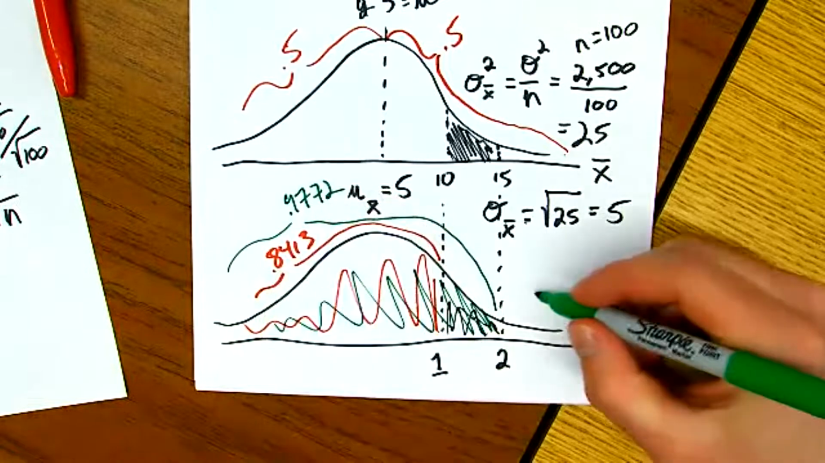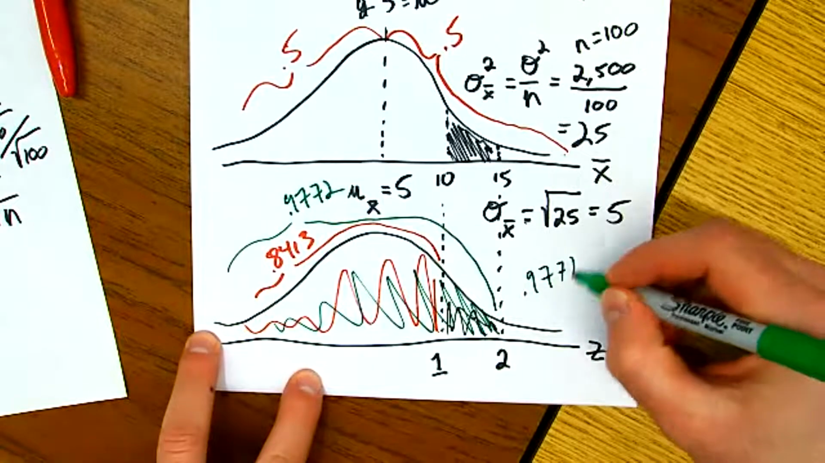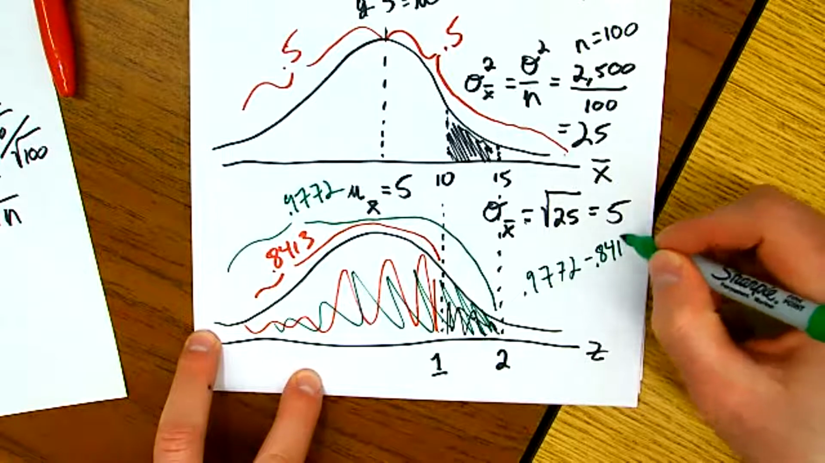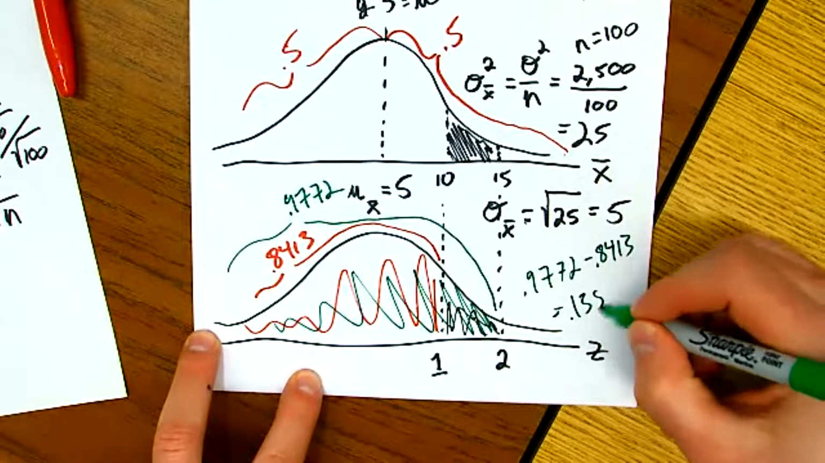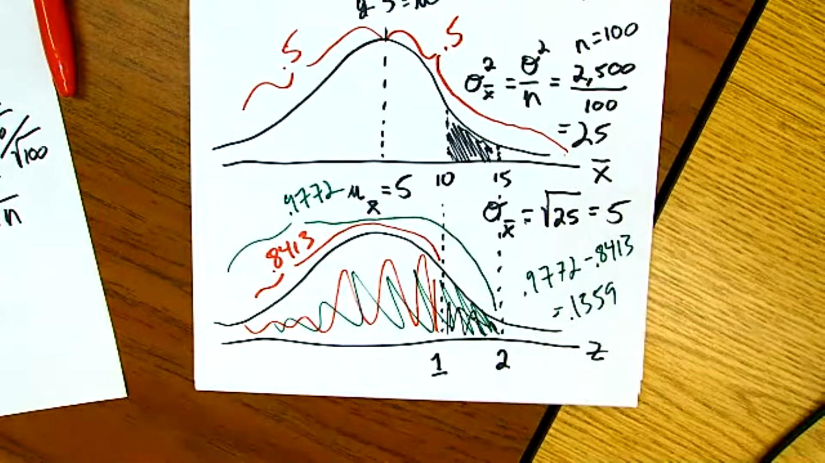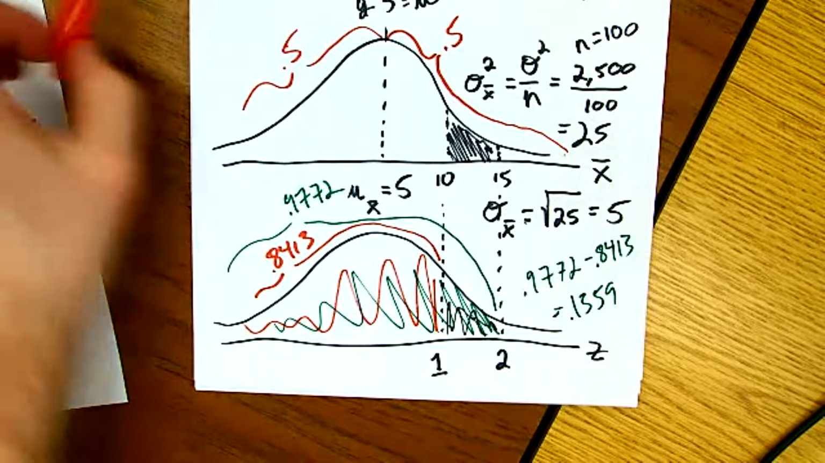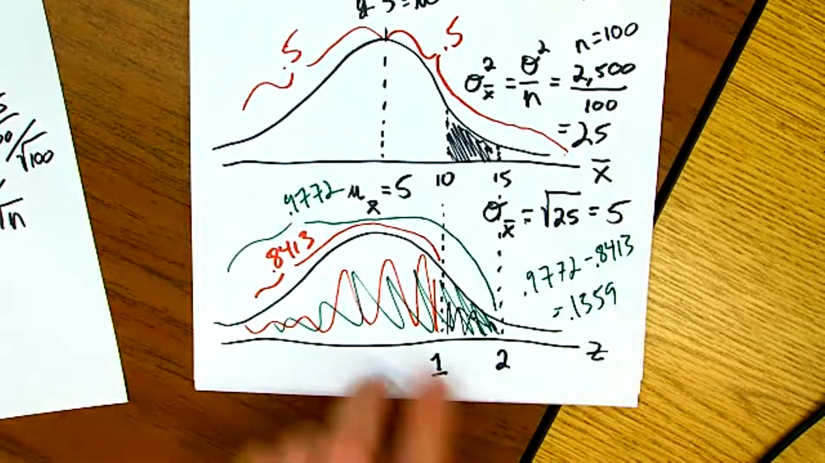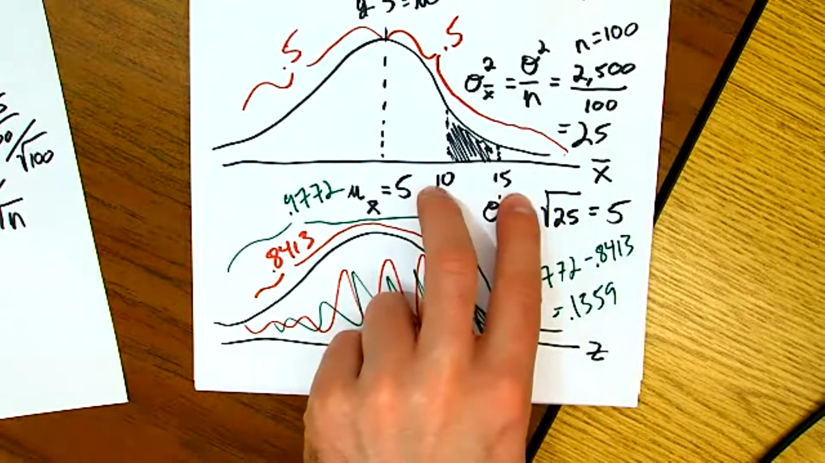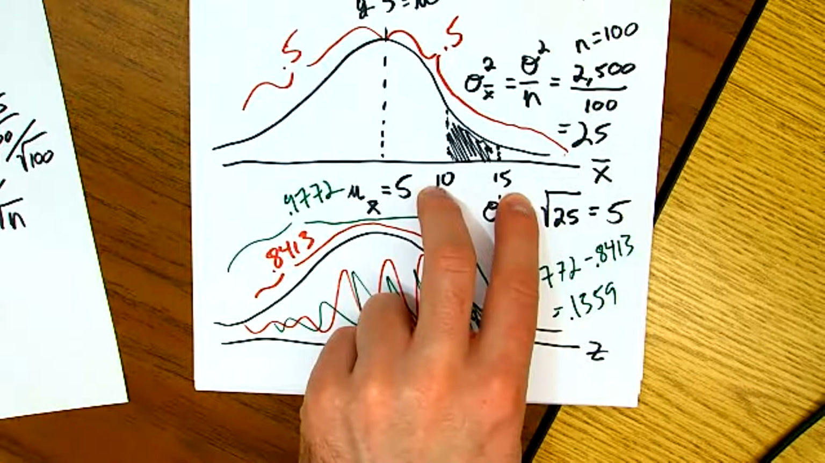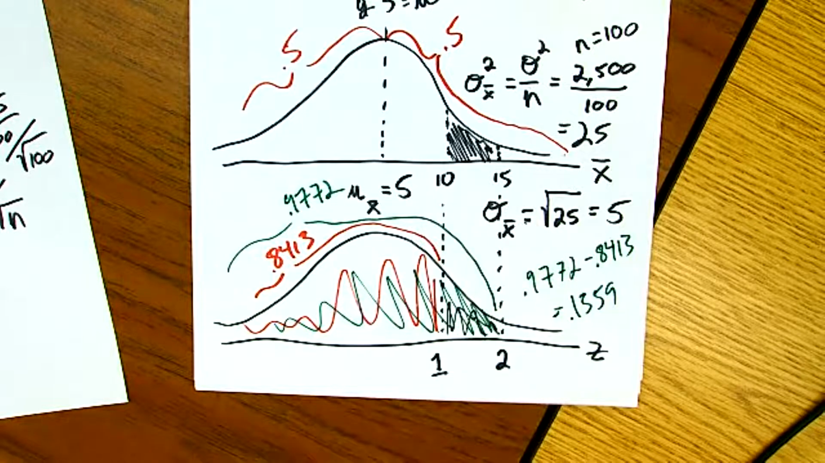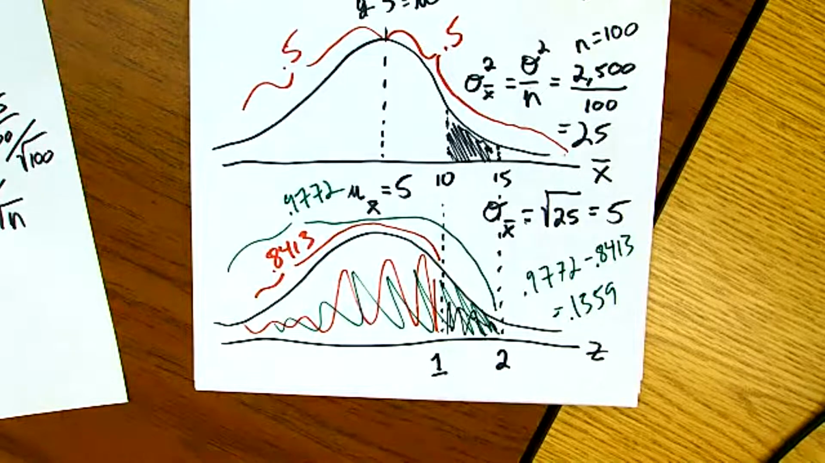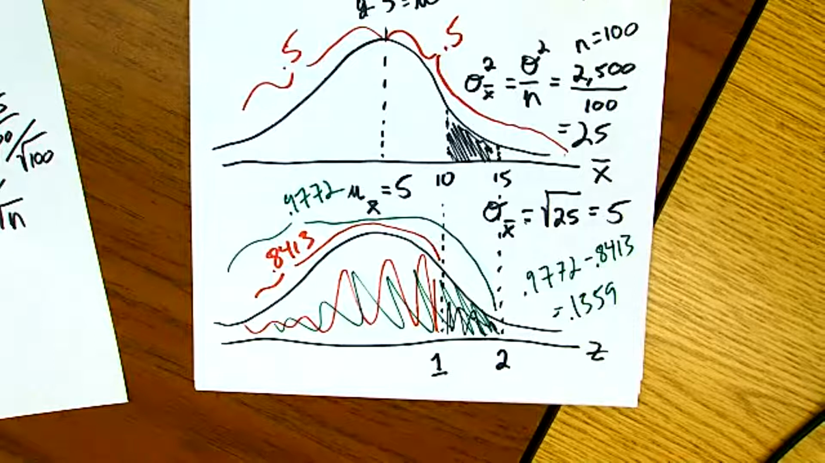Right? So 0.9772 minus 0.8413 will give me that final answer I want, which is the area in between that z-score of 1 and that z-score of 2, which corresponds to the sample mean being between 10 and 15. Okay. Any questions over that or clarification on anything?